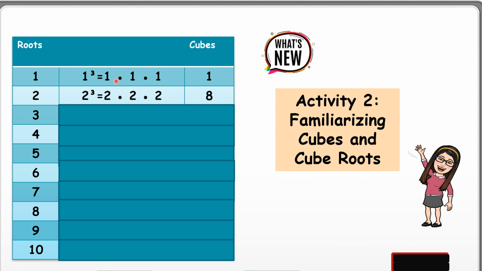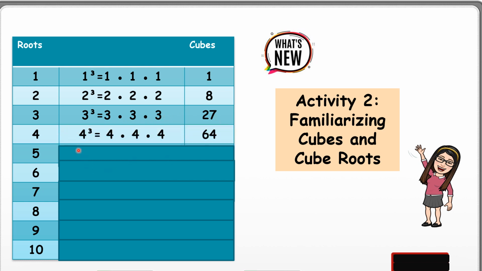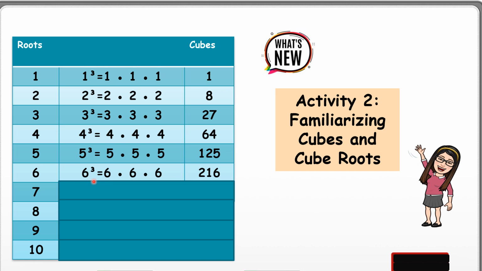So, 1 cube is equal to 1 times 1 times 1, which will give you 1. 2 cube is equal to 2 times 2 times 2, which will give you 8. 3 cube, 3 times 3 times 3, 27. 4 cube, 4 times 4 times 4, 64. 5 cube, 5 times 5 times 5, 125. 6 cube, 6 times 6 times 6, 216.